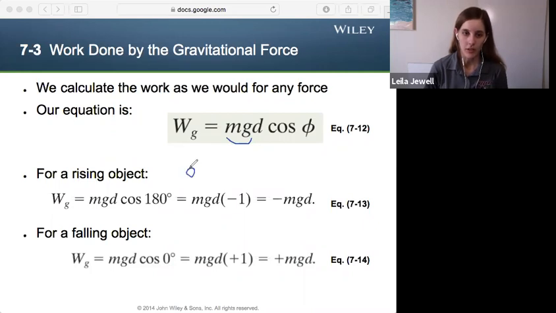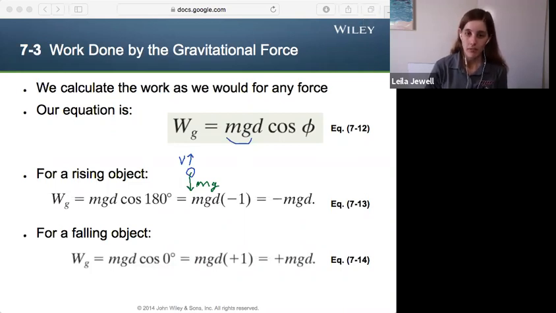What about when we have a rising object? So the object is going up into the air. Well, in that case, the displacement is going to be positive. But what direction is the gravitational force acting on? Gravitational force is pulling down on it, right, with the mg force. So what's the angle between the displacement and the force? That's 180 degrees. And so we get a -1 for that cosine. And that tells us that the work done by gravity is negative mgd for a rising object.